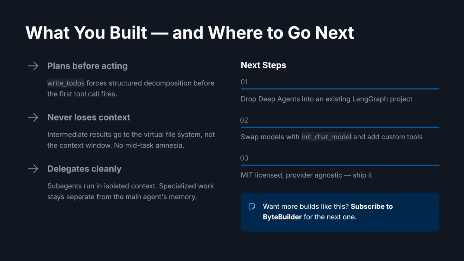Alright, let's look at what you've got. You have a research agent that actually plans its work before jumping in. It writes intermediate results to files instead of cramming everything into the context window, so it doesn't lose track halfway through. And when a task needs specialized work, it spins up a subagent with its own isolated context. That is the same architecture powering Claude Code and Deep Research, and you built it in basically 3 lines.